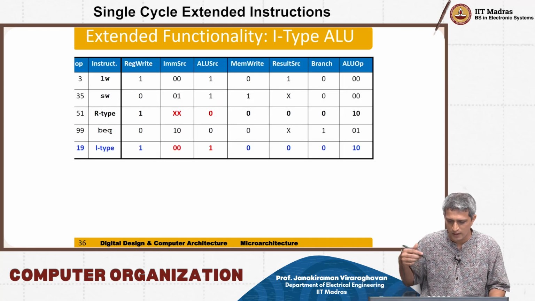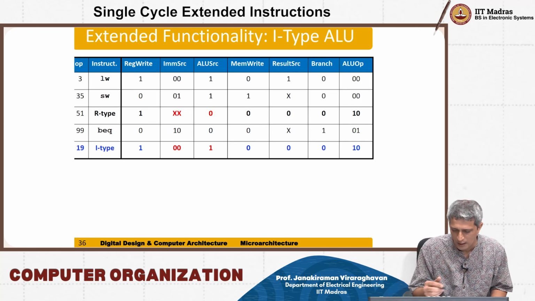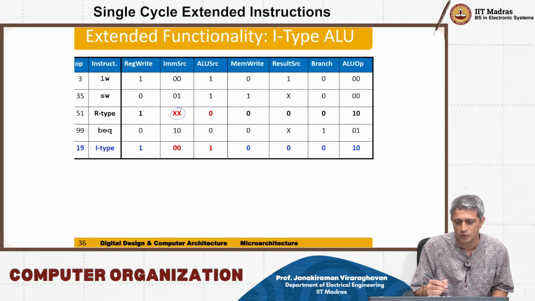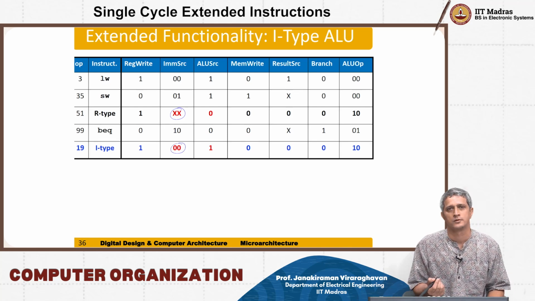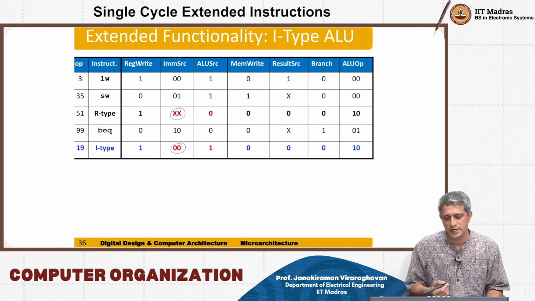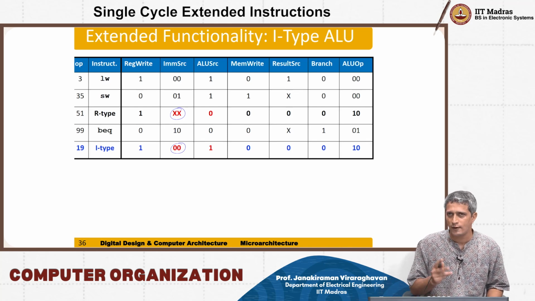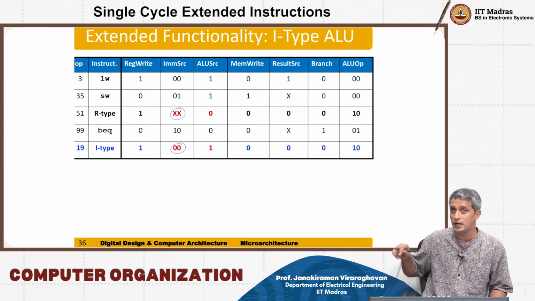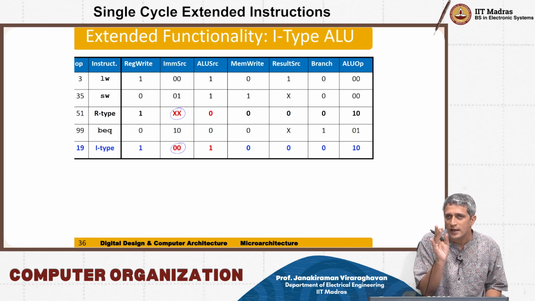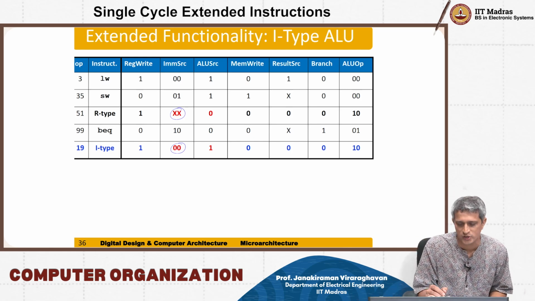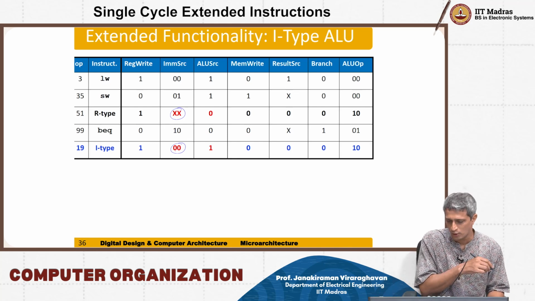That's why if you look at it here, in the R type we said this was a don't care, but now for I type, of course, I have to choose what this immediate data is. And I have to choose 0 0 because I am doing an I type instruction. My only change is the ALU operation. Instead of addition, we are going to do ANDing and so on. Therefore, I am going to say immediate source is going to be 0 0.